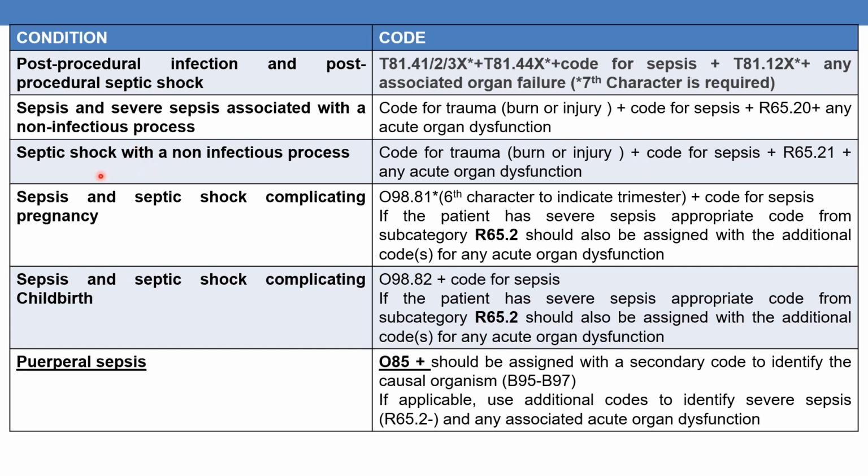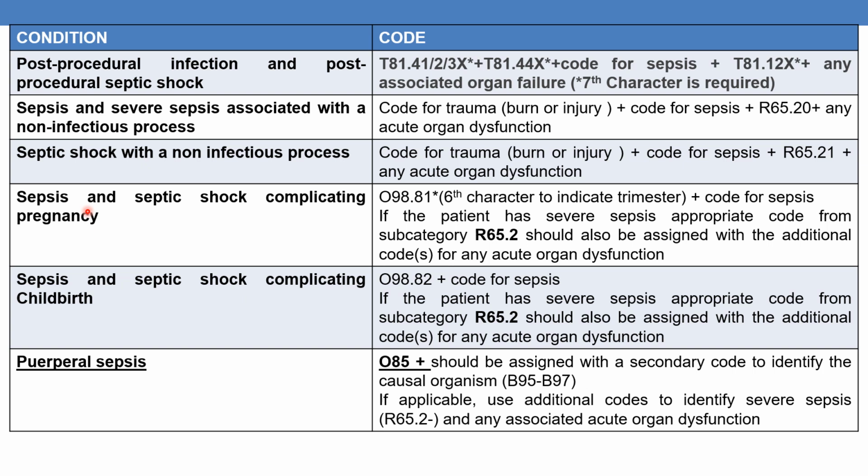Next, coming to septic shock. For septic shock also, following a non-infectious process, code from the trauma should be the PDX. It can be burn or injury plus code for sepsis plus, because it is septic shock, code from subcategory R65.21. This is nothing but severe sepsis with septic shock followed by any acute organ dysfunction must be coded.